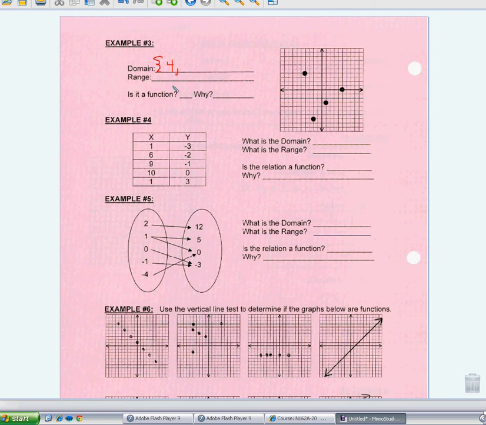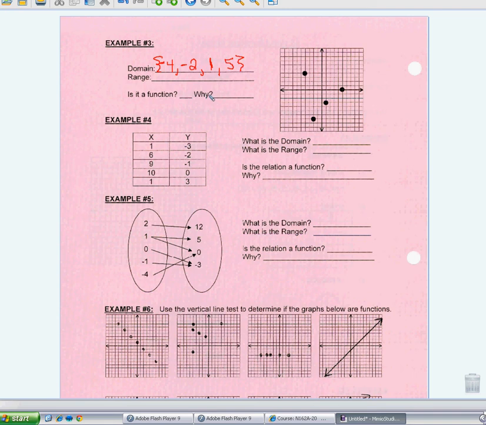Left to right is your x's. So my next, -4, excuse me. I went to the left 4, so that's -4. My next one is going out -2, and I'm working left to right. My third point is at 1. And my fourth point is at 1, 2, 3, 4, 5. So those are my domains.